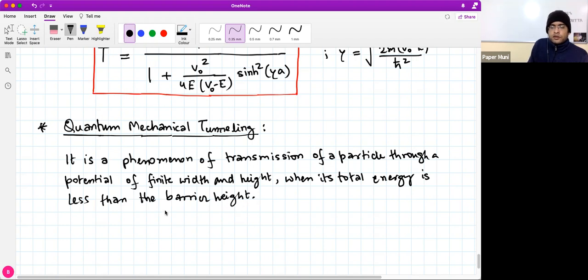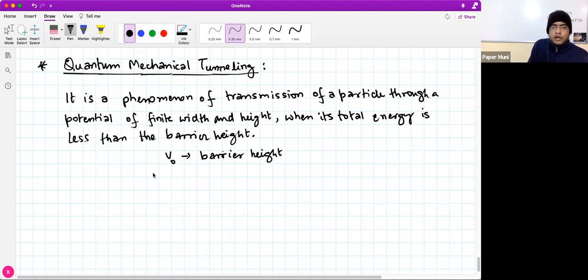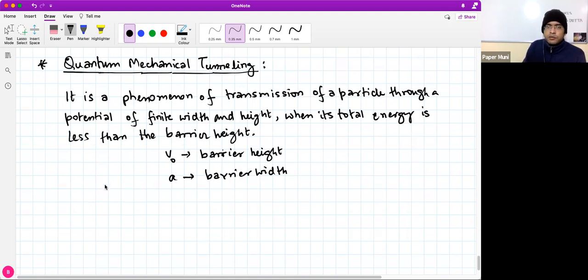So what we have here is V naught as the barrier height, and a is the barrier width. Now the notations could be changed. Instead of a, it could be L. So you have to just see the definition which has been given in the question paper.